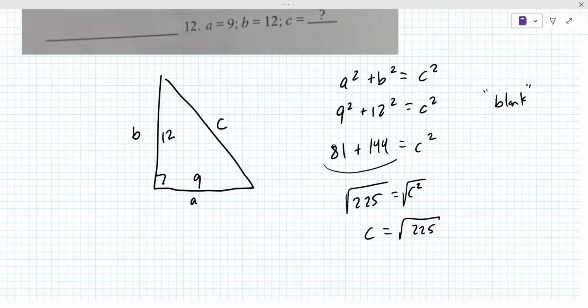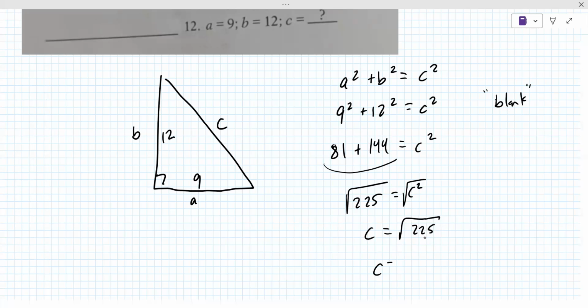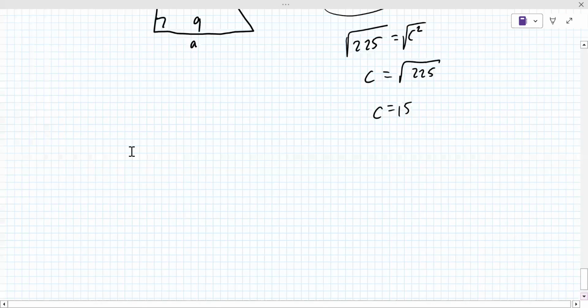No, Josh, just go to your calculator and sometimes you just try it. Maybe you get lucky and it works. Square root of 225. 15. So C is 15. C equals 15. If it didn't work, that's when you would use the reducing.